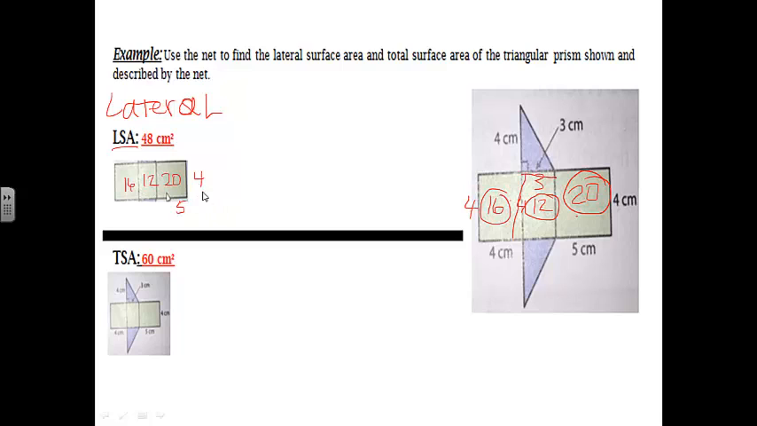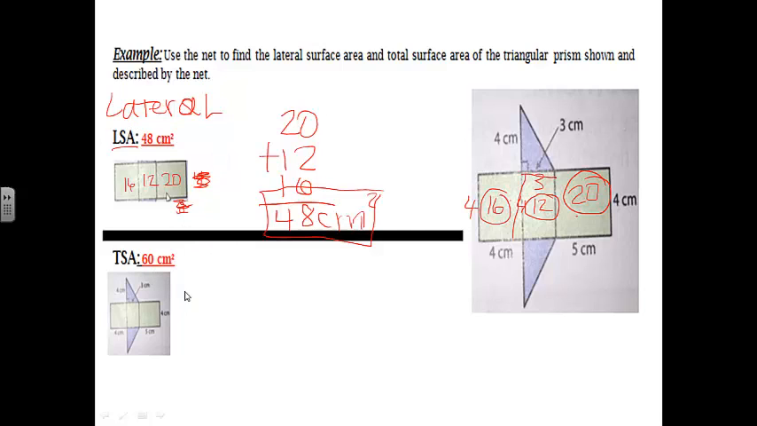All right, now I'm going to go ahead and erase our side lengths so we can just focus on the 3 areas. So let's see if it gets to 48. So we have 20, adding all our areas together, plus 12, plus 16. That's 48 centimeters to the second power because we're doing areas. Easy? So this would be our lateral surface area.